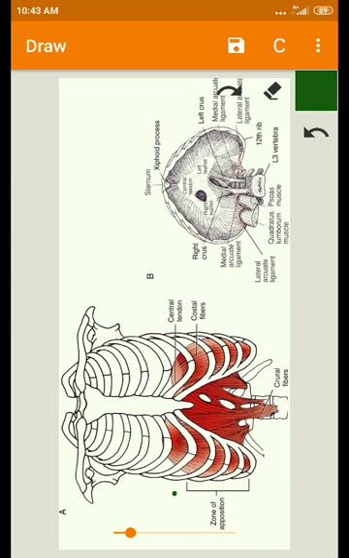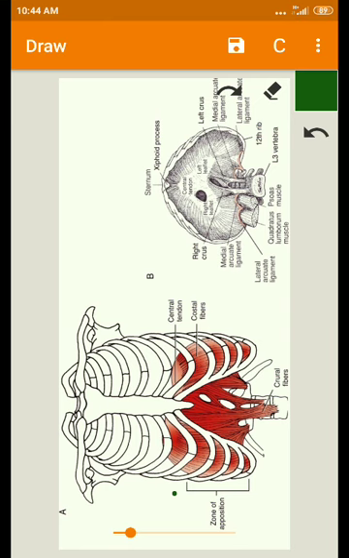Dear students, welcome back. In the previous session, we have seen the muscles associated with the rib cage. In that, the primary ventilatory muscles are the diaphragm, intercostalis, and the subcostalis muscles. Now we are going to deal with the diaphragm.